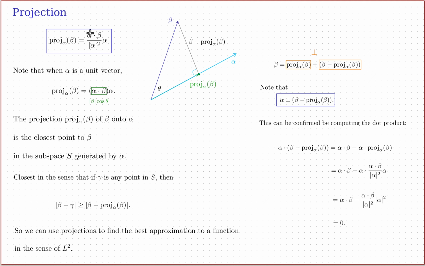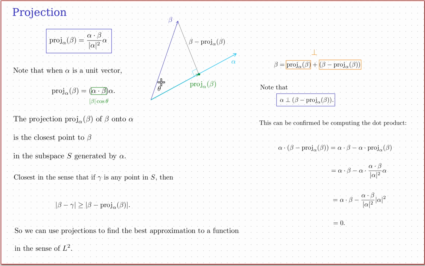The formula for it you can give in terms of the dot product. It's going to be alpha dot beta divided by the magnitude of alpha squared. Now this is just a scalar, just a real number, and then multiplied by the vector alpha. Right? And that gives you this vector. Right? It's the vector projection. There's also the notion of the scalar projection, which would just be the magnitude of the projection.